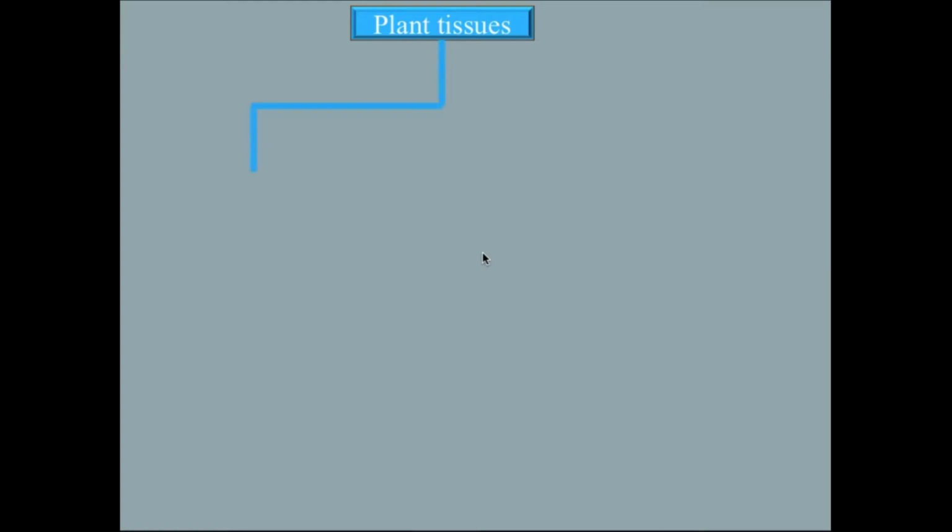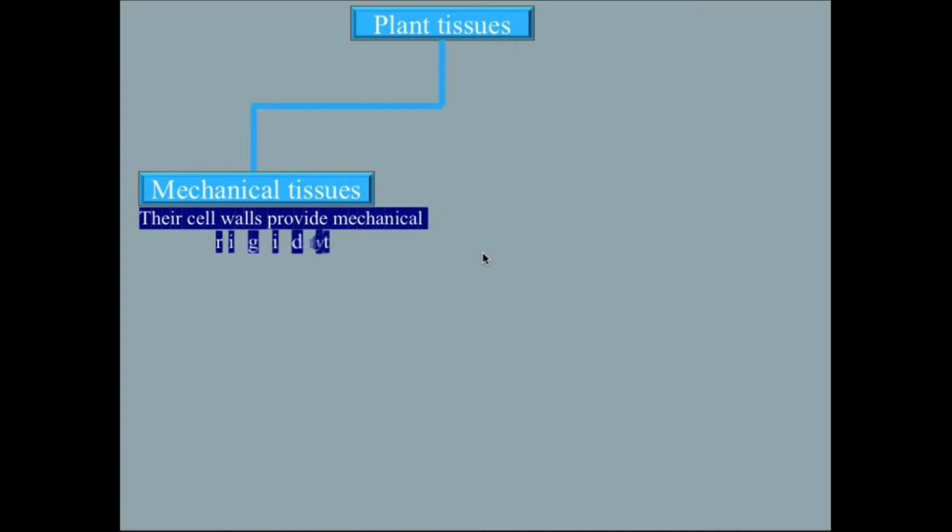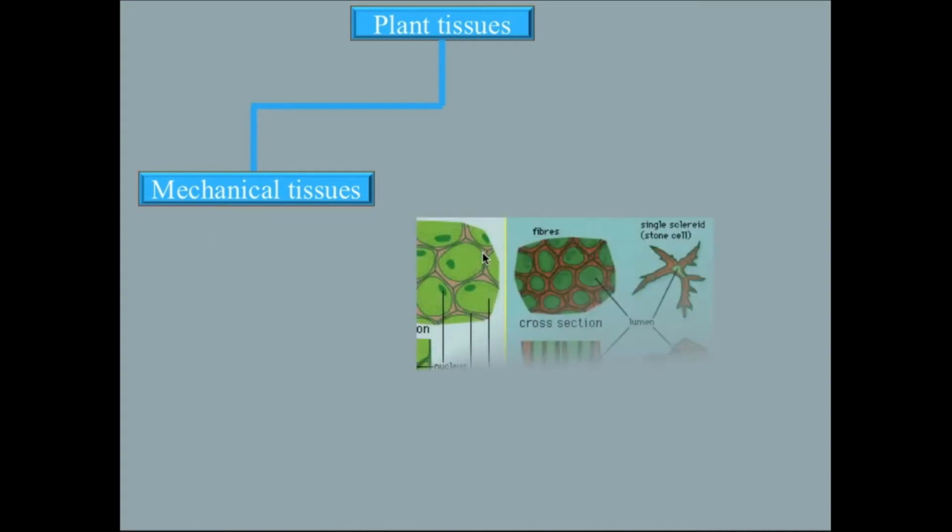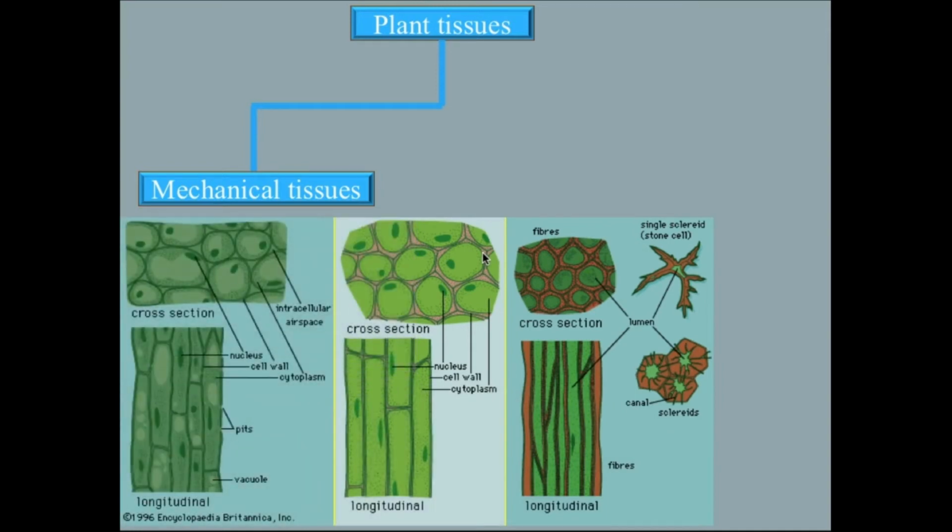One, we have what we call the mechanical tissues. And mechanical tissues, before we go to understand more, their cell walls provide mechanical rigidity to plants. But most importantly, mechanical tissues are made up of one type of cell. If you look at various types of mechanical tissues that we have, you realize their cells are very similar, and therefore mechanical tissues are made up of one type of cells.